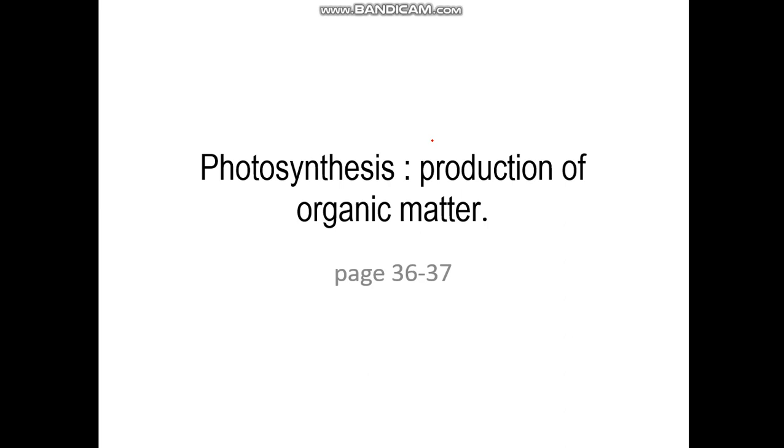Students, today I'm going to complete the explanation of the lesson, which is Activity 3, Photosynthesis Production of the Organic Matter. This lesson is on page 36, 37. Pay attention. Open your books at these two pages. Hold the pencil in order to write notes.